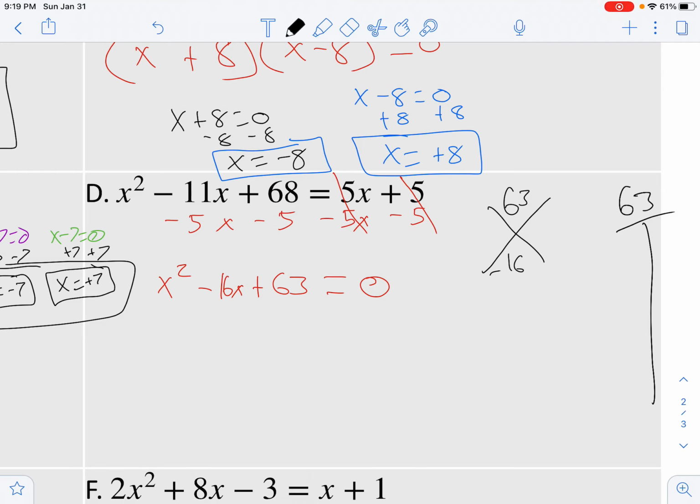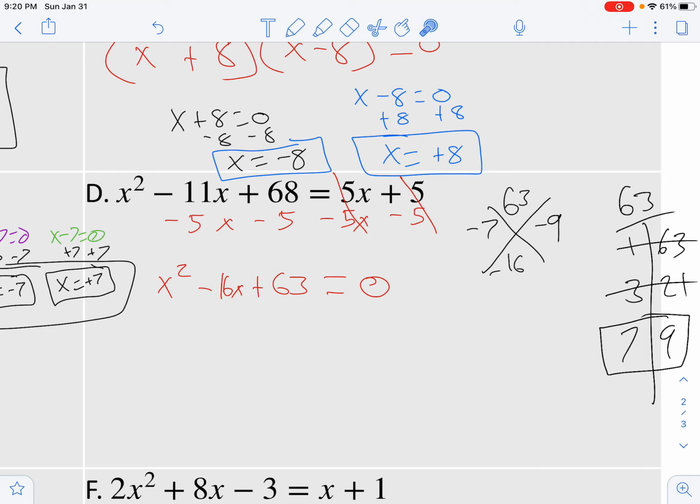And you can list these out. 2 doesn't work. 3 goes into 63 21 times. 4 doesn't work. 5 doesn't work. 6 doesn't work. 7 and 9. 8 doesn't work, and 9 we already listed. So those won't make negative 16. These can't make negative 16. These can combine together to make negative 16. They would have to be the same sign.